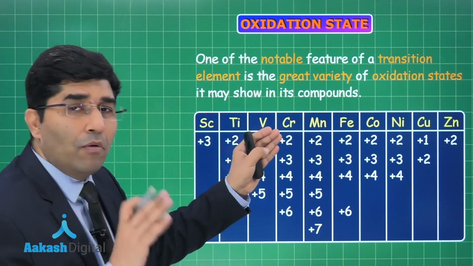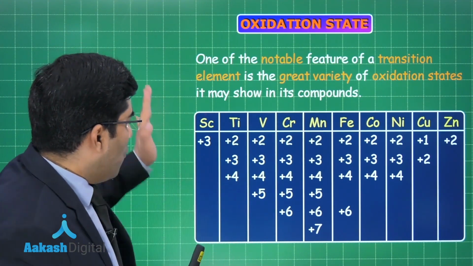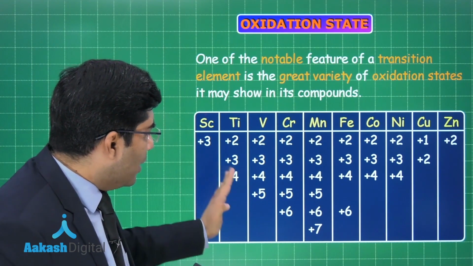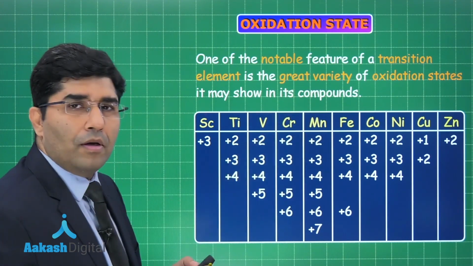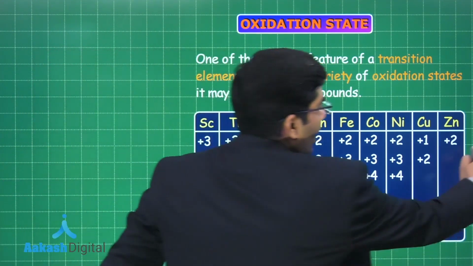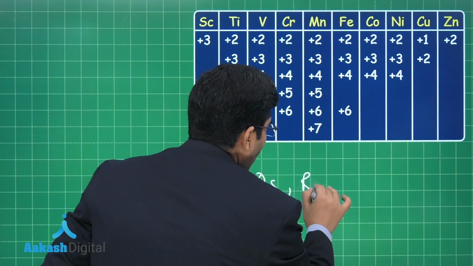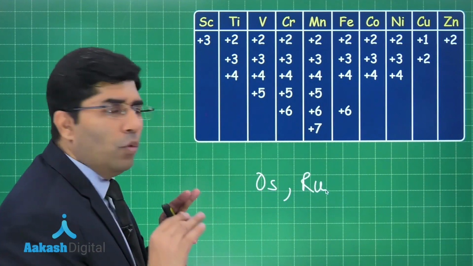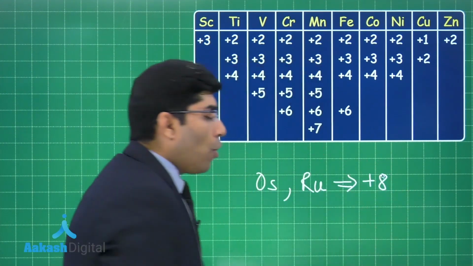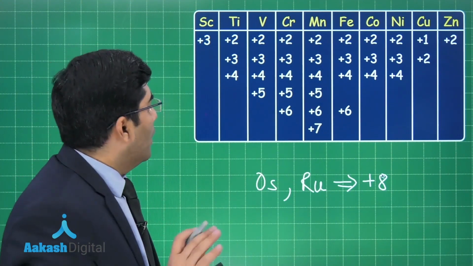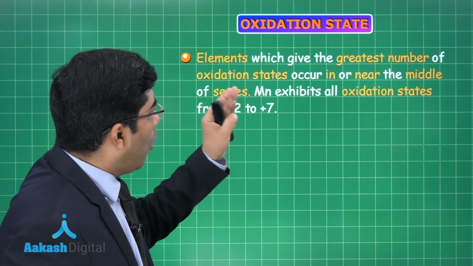In case of zinc, it will be d10. We cannot eject the electron easily, right? So the trend is that the highest oxidation state increases to the middle and then it decreases, right? And one more thing, if we talk about the d block, osmium and ruthenium are the two metals which can show +8 oxidation state, right?